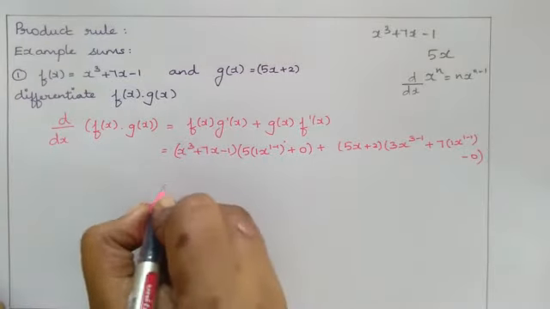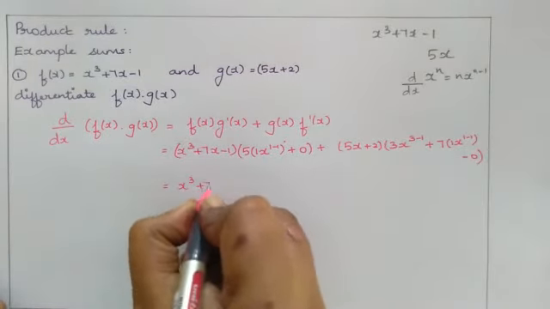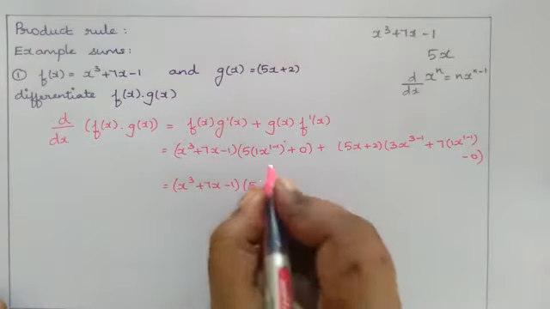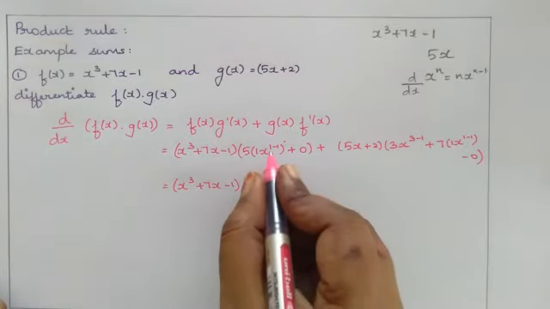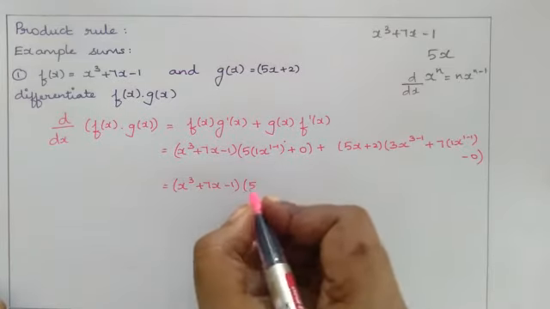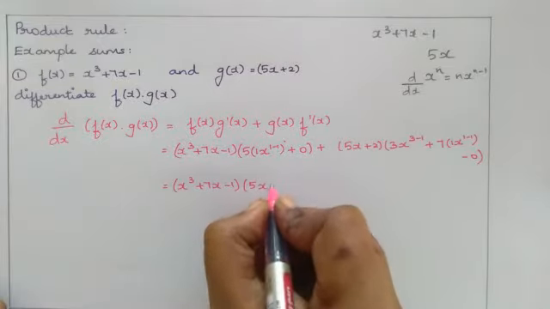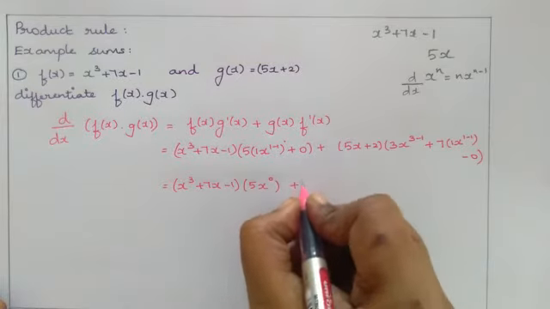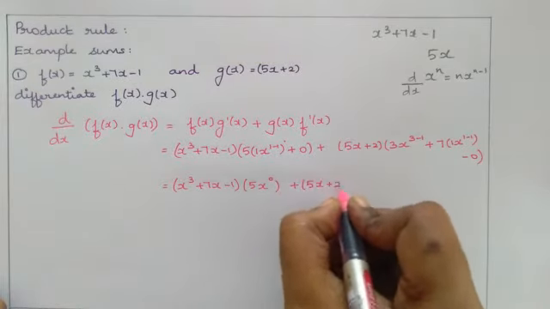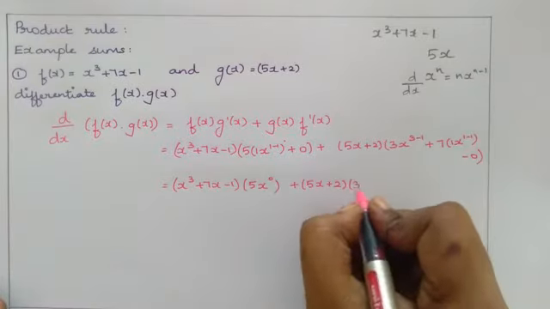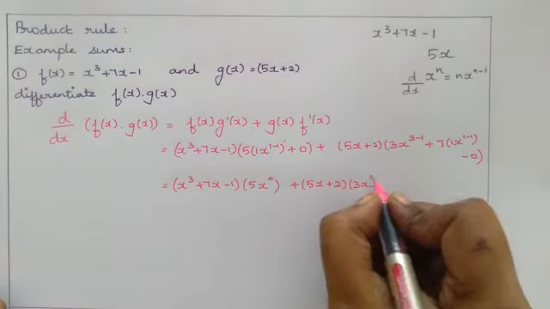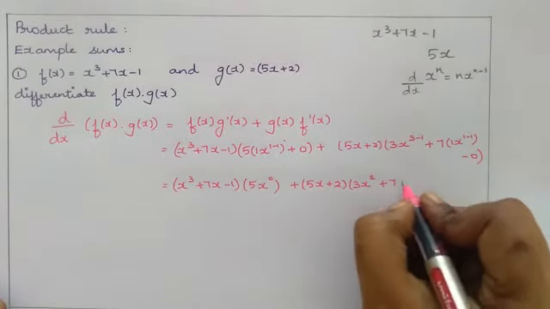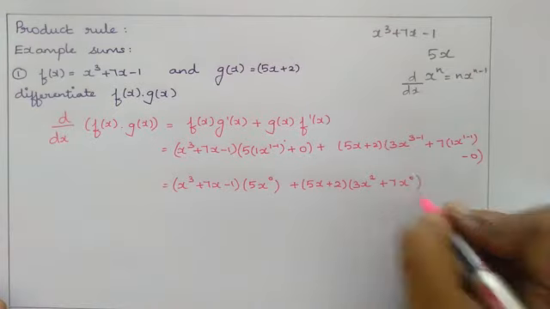Now let's simplify. This will be x cube plus 7x minus 1, the polynomial as it is, into 5. 1 into x is x again. X power 1 minus 1, x power 0. X power 0 is 1, but once we will write this step, x power 0, we will have plus 0, so let's omit it. Plus 5x plus 2 as it is. Then here followed by 3x power 3 minus 1, that's going to be 2, plus 7 into 1 is 7. X power 1 minus 1, that is going to be x power 0. Minus 0, let's omit it.